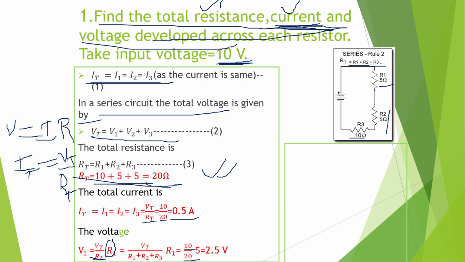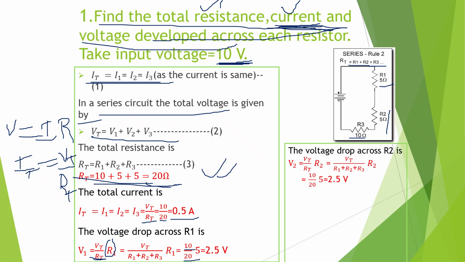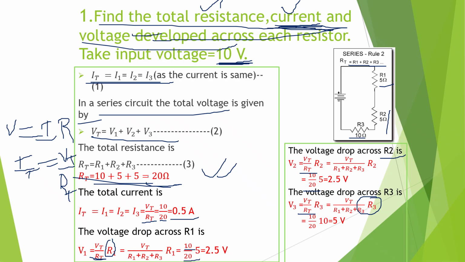Similarly, we can calculate for V2. For V2, it is Vt by Rt, which is 10 by 20 into the corresponding resistor. Similarly, for V3, it is Vt by Rt into R3, the corresponding resistor. So thus we can calculate all the things, that is the total resistance, current and voltage developed across each resistor.